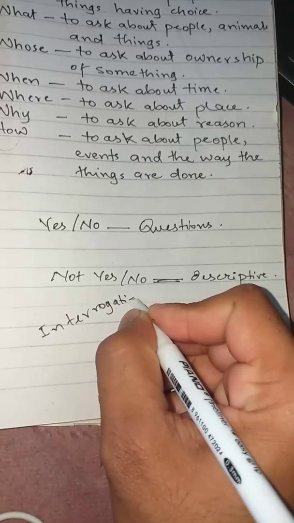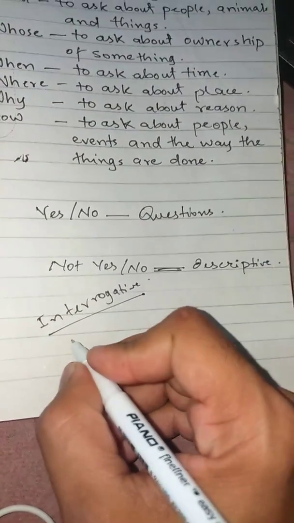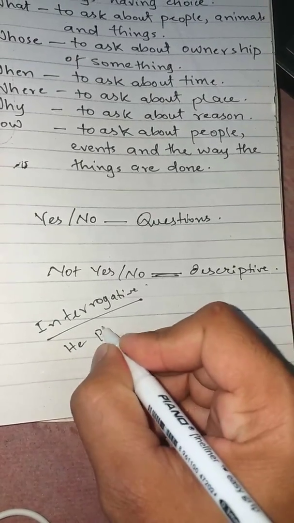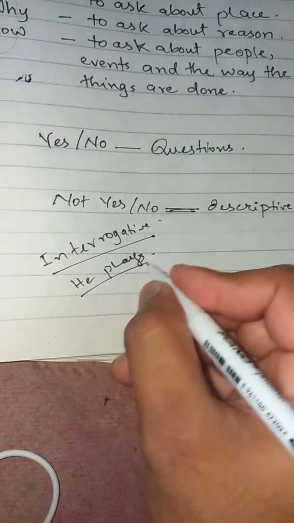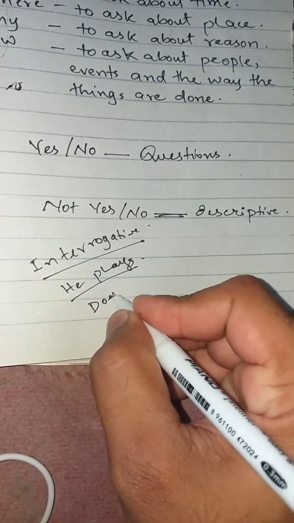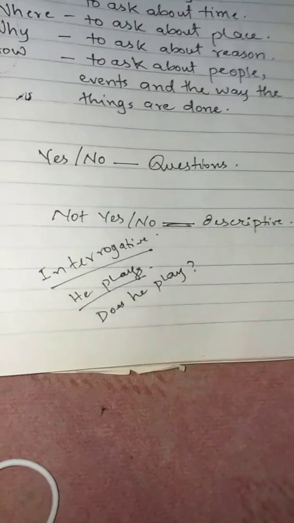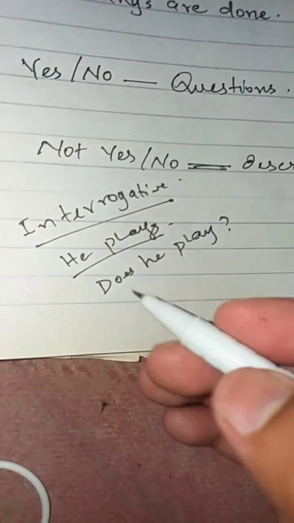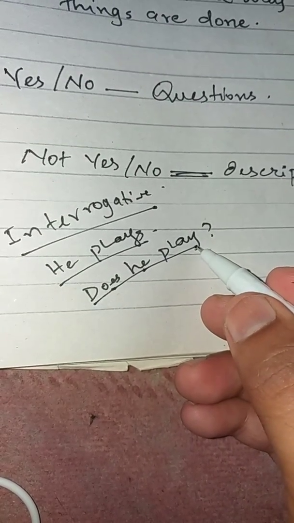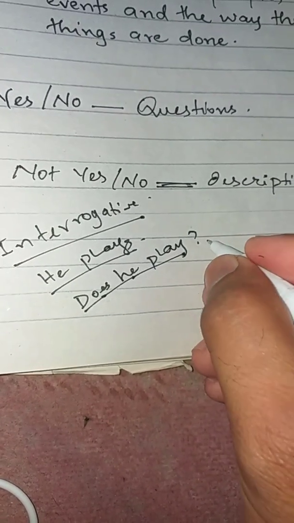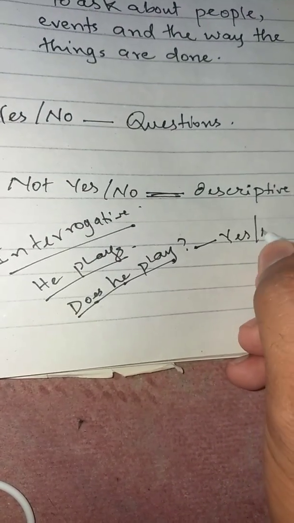Interrogatives, okay? So how we were making the interrogatives there, for example, I write down a sentence, he plays. So the interrogative of this sentence is, does he play? Okay, the question is put here with does he play, and its answer, we can just give the answer either yes or no.